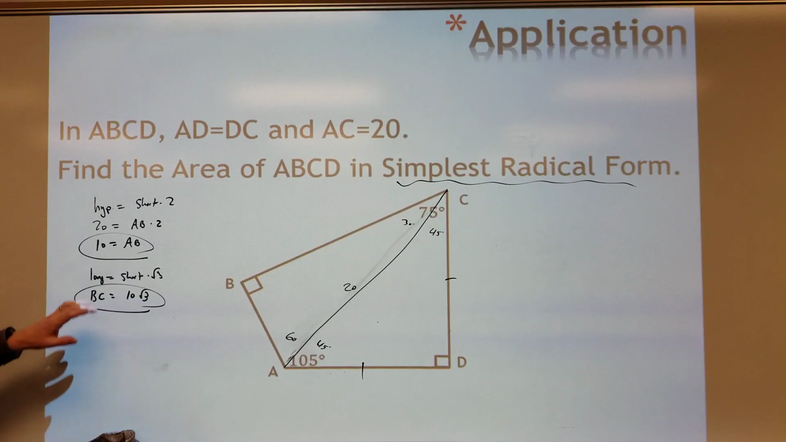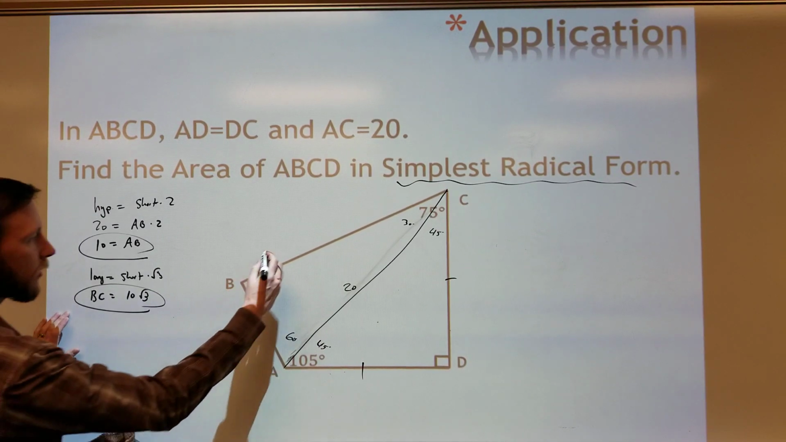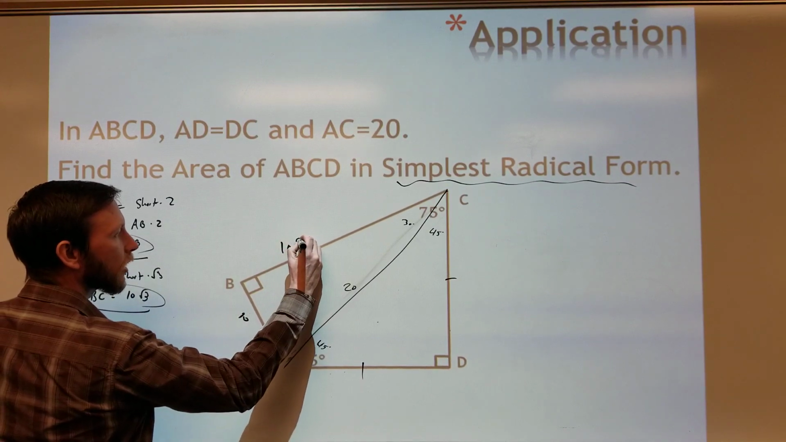We've got that. And now these are, if they gave us units, the units are centimeters, the units are inches, we'd put that. When we don't have units, we don't need to write them. But I've got this one is 10, this one is 10 times the square root of 3.